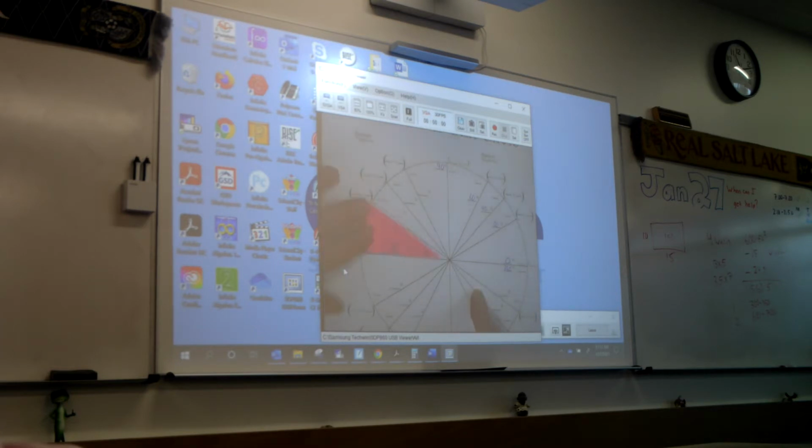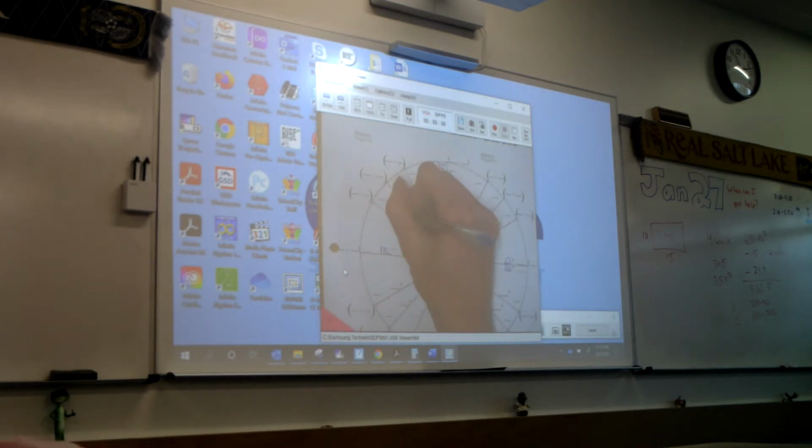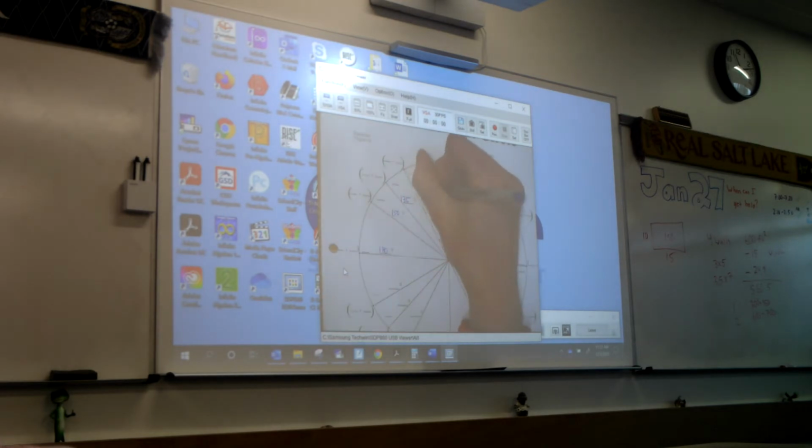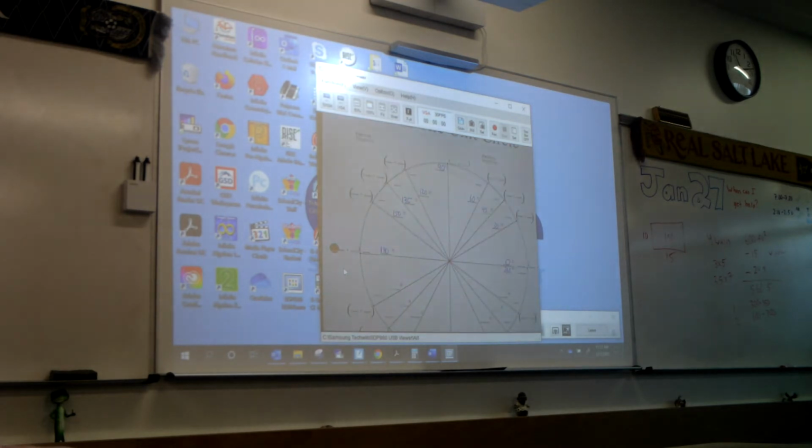So, what about this angle? This would be the 30-degree angle in the second quadrant. How do we figure out what this is? Yeah, 180 minus 30, which is 150. Good job. This is 180 minus 45, which is 135. And then this is 180 minus 60, which is 120. Awesome. And I can zoom in a little bit more if you're having trouble seeing that.